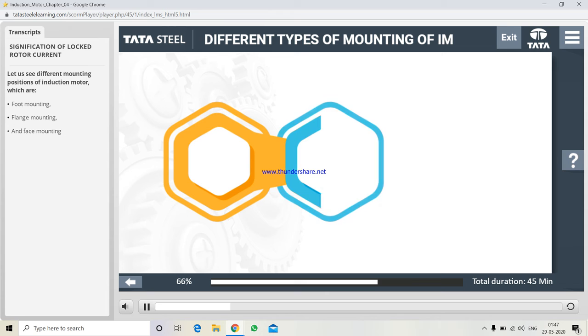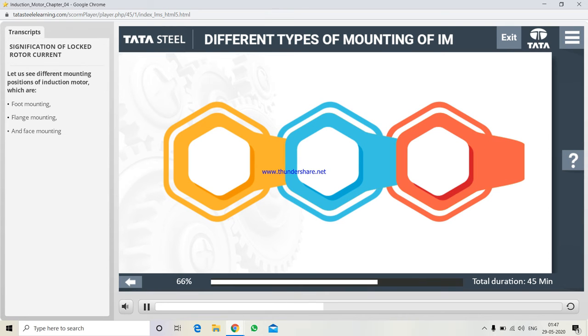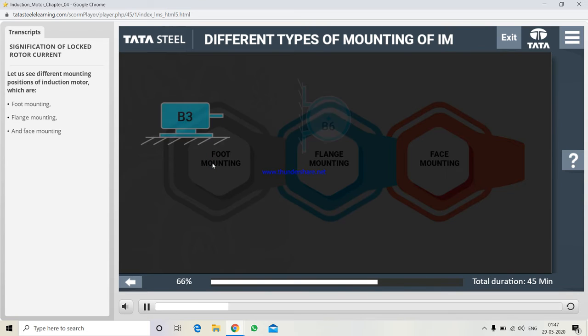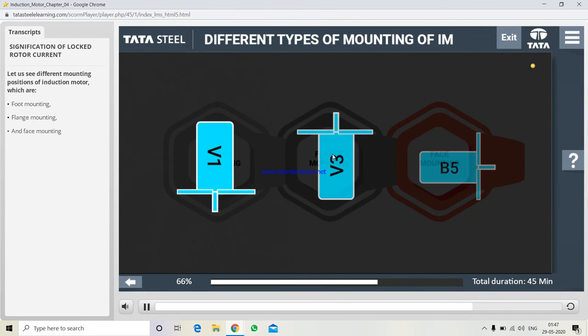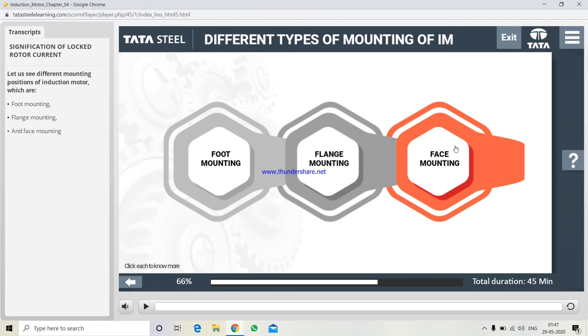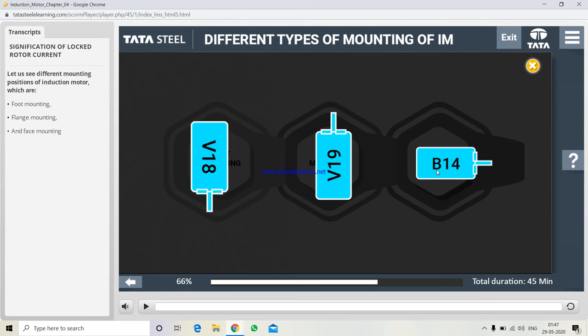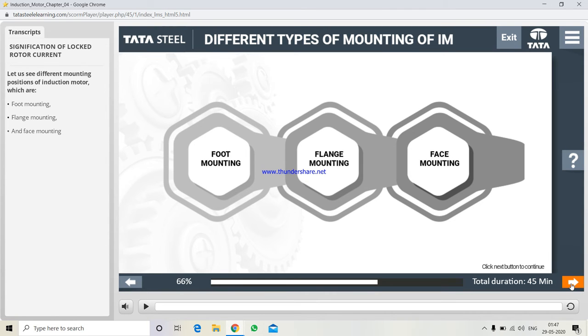Let us see different mounting positions of induction motor, which are foot mounting, flange mounting and face mounting. Click each to see the images. Click Next to continue.